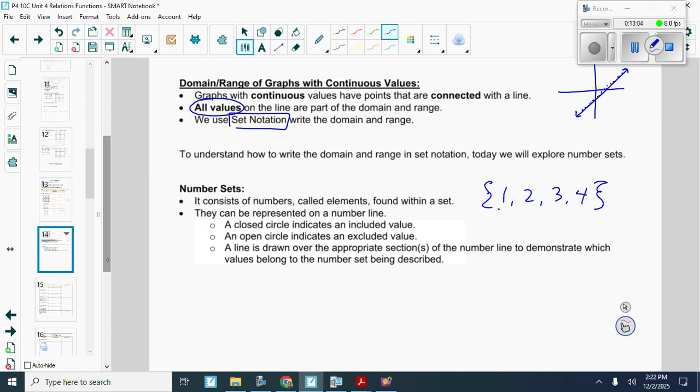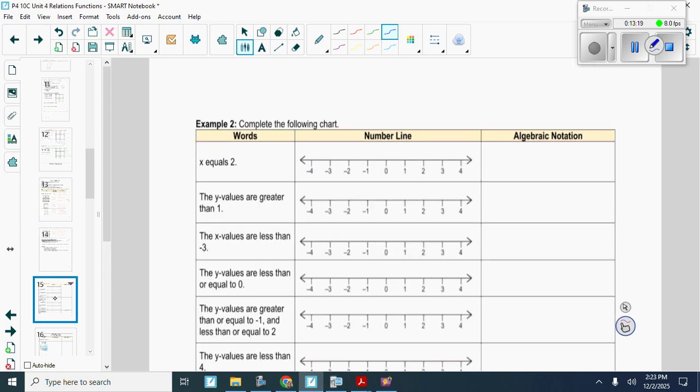A closed circle indicates that we include the value. We're going to be looking at our number line, and here's mine. We're trying to take words and express them mathematically on a number line, and then using algebraic notation.